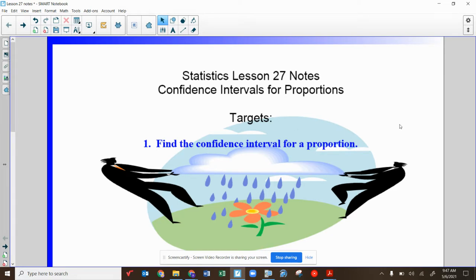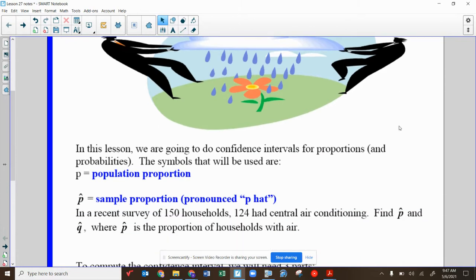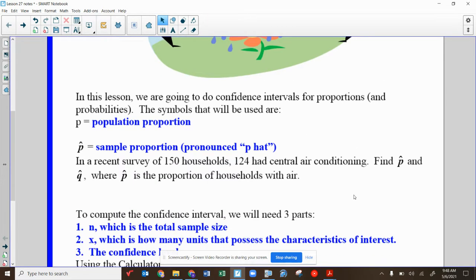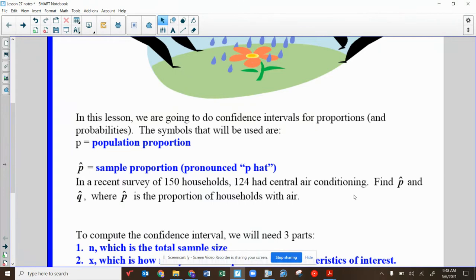All right, so again, we're going to find confidence intervals for a proportion. We talked about in the last section that you've got your population proportion that we're going to estimate using a sample proportion p hat. So we have two things here, p hat and q hat. So p hat, we're going to estimate: a recent survey of 150 households, 124 had air conditioning, so p hat would be 124 out of 150.